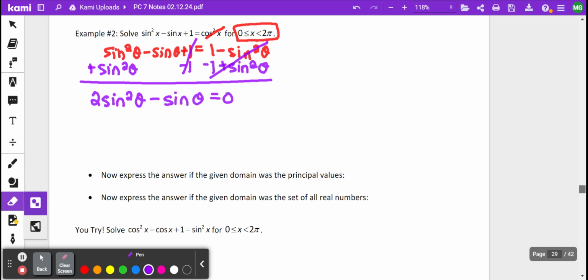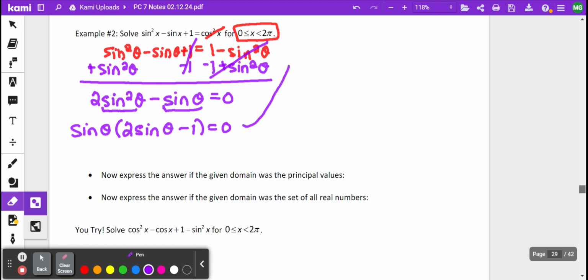And this is a pretty simple one to solve because once again, in both terms, we have sine of theta. So we can factor out that GCF. We are left with 2 times the sine of theta minus 1 equals 0. And here we go. I'm going to go right up here. Need a little more room. So we get sine of theta equals 0. And sine of theta equals, add 1, divide by 2, equals 1/2.